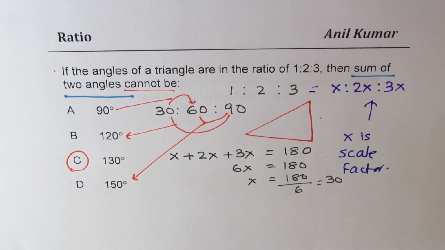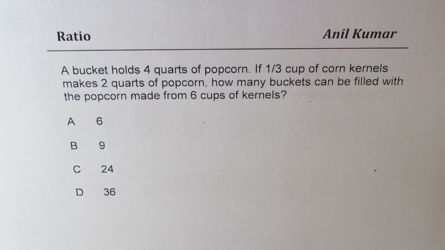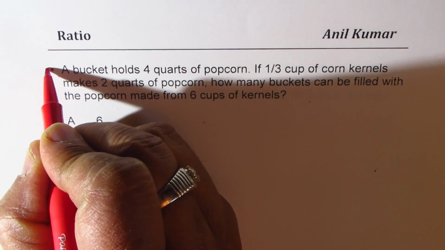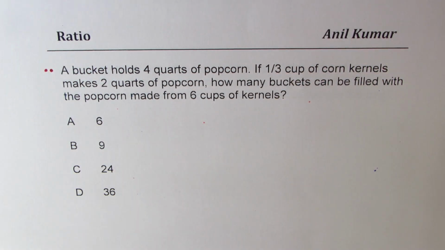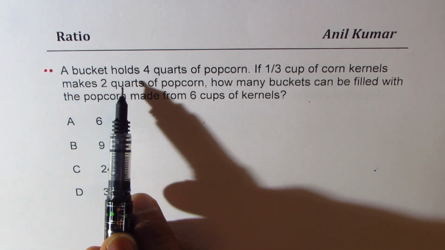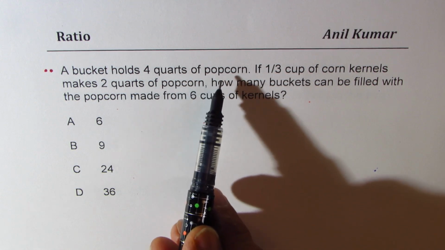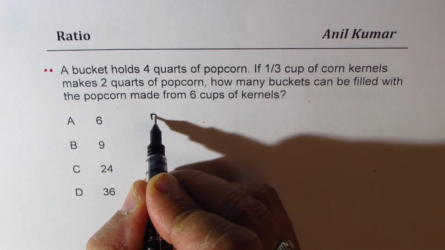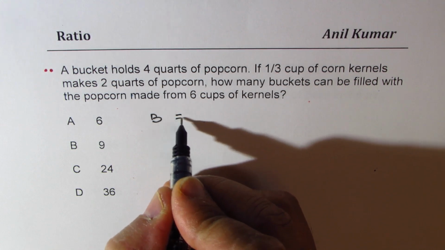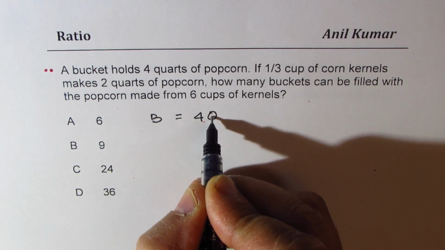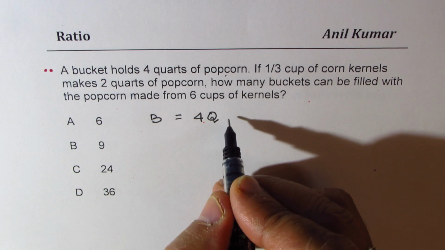Is that clear? Okay, now here is a slightly difficult question. I would like you to pause the video, copy this question and really do it. I hope the concepts are absolutely clear. So we'll label this as a very difficult question, right? So we are going to a higher level kind of ratio questions. Now it says a bucket holds 4 quarts of popcorn. So we have a bucket, we'll call this B, and it is equal to 4 quarts, Q for quarts, of popcorn.